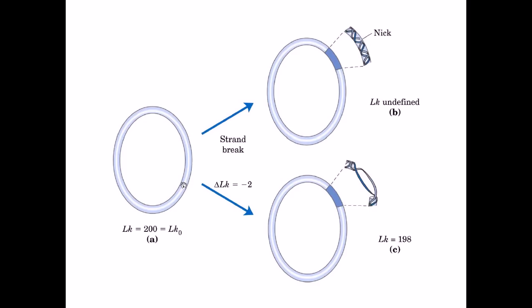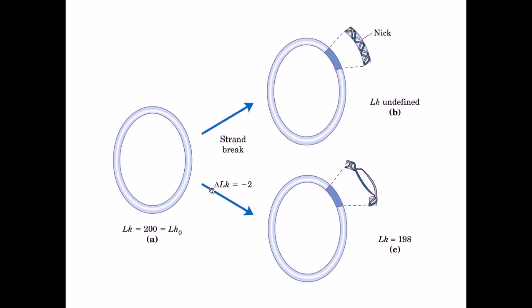If this is a circular DNA, again covalently closed circular DNA, let's say the linking number here is 200. That means one strand of the DNA is crossing another strand of the DNA 200 times. So the linking number is 200 and that number is constant for the normal linking number, Lk naught. Now suppose we have a strand break, a strand nick somewhere here. That nick can give us a different linking number, but we don't know what the linking number is. That's why it is suggested as Lk undefined.